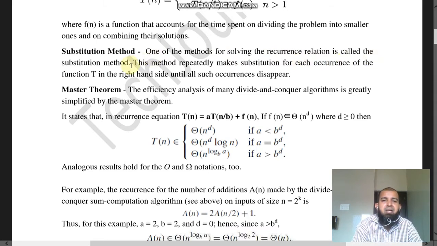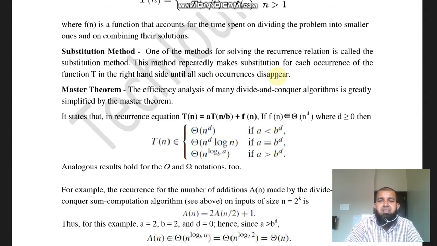This method repeatedly makes substitution for each occurrence of the function t in the right hand side until all such occurrences disappear. In the substitution method, it repeatedly makes substitutions for each occurrence of the function t in the right hand side until all such occurrences disappear. When I take an example, it becomes very clear.